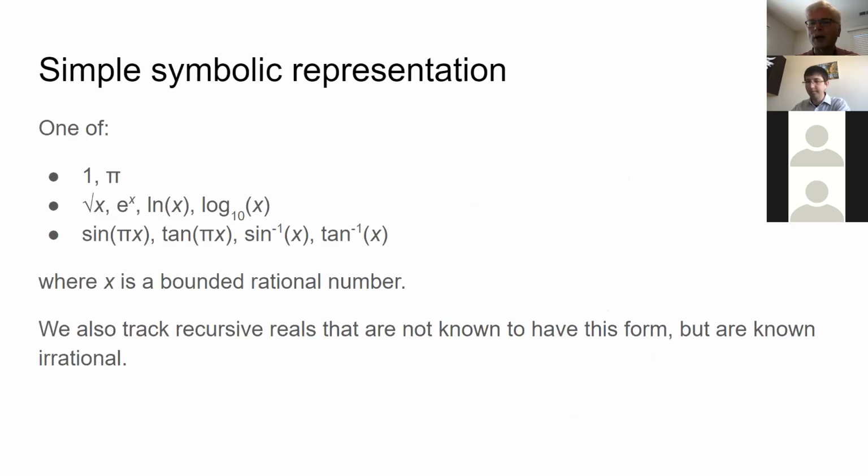The simple symbolic representation is really simple. It's basically one of the following here. It's the constant 1 or pi. Again, remember that this can be multiplied by a rational number. Or it's one of the small finite collection of functions applied to a bounded rational number. In addition, it turns out we tweak this a little bit to sometimes keep track of whether numbers are known to be irrational.